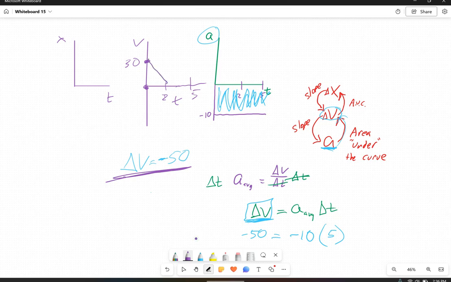I am going to go down in the first 2 seconds. In the first 2 seconds, I know that my change is -20. Do you see how my change was -20? I've gone down by 20. And then the next, my change is -30.